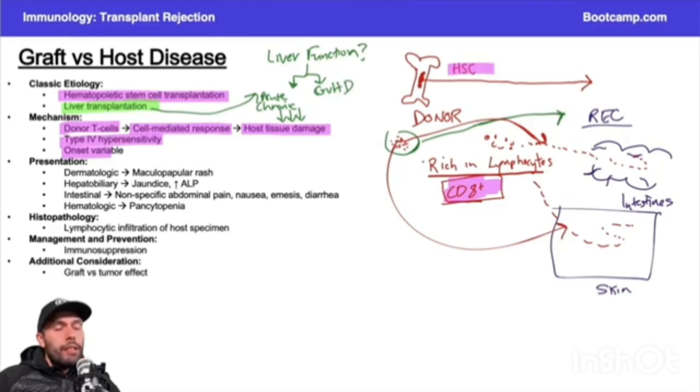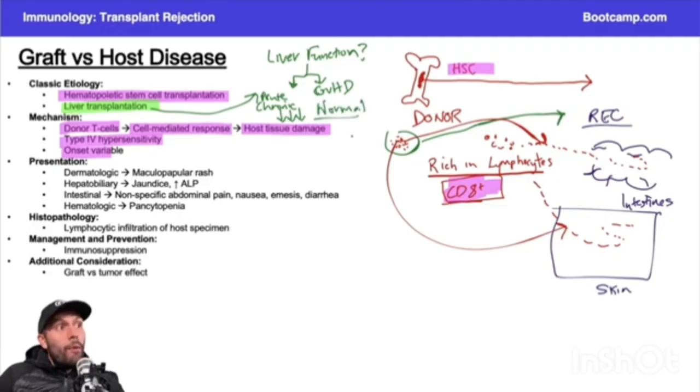What would happen to the liver function? It's going to be normal because the liver's not getting attacked. The liver came from the donor. The lymphocytes in the liver come from the donor. The lymphocytes in the liver from the donor are not going to attack their tissues that they're genetically identical to. They're going to attack the recipient's tissues in which they're not identical to. So in graft-versus-host disease, that liver function should be normal.